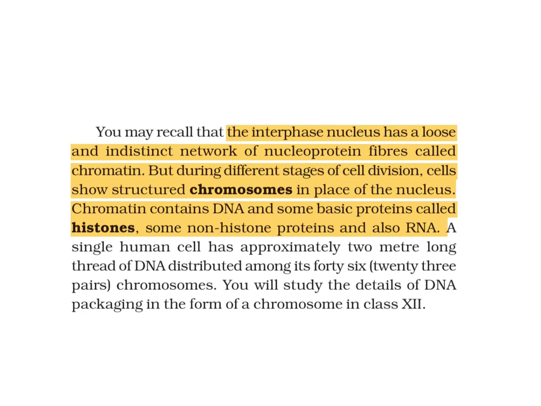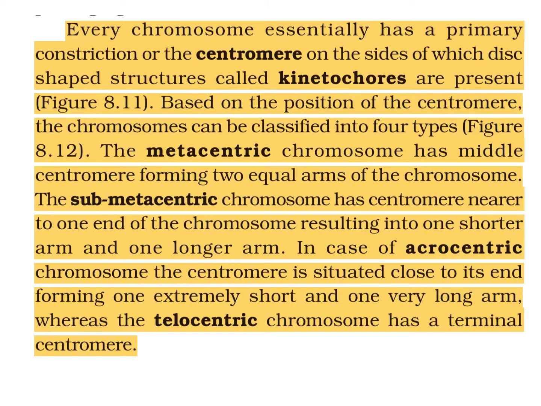But during different stages of cell division, the cells show structures like chromosomes in place of the nucleus. This thing we will learn in a later chapter, the cell division chapter, chapter number 10, so it will be more clear to you. Chromatin contains DNA and some basic proteins called histone proteins, as I have said, some non-histone proteins and also RNA. These things form the structure of the chromosome.